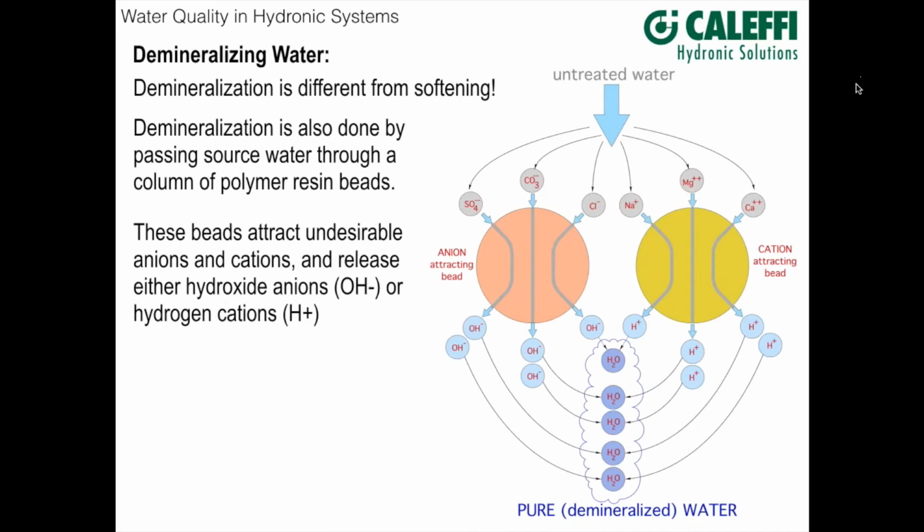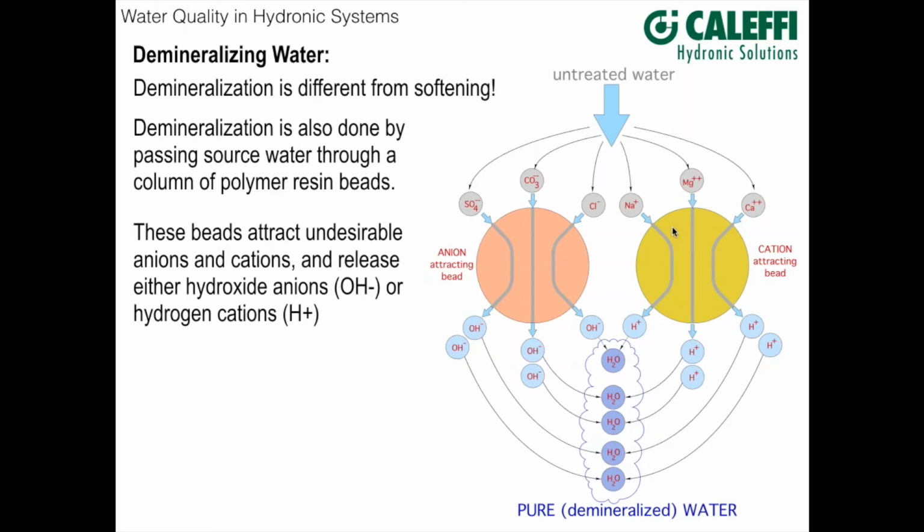And here's a graphic. Let me just walk you through this. We'll start with the untreated water at the top, and you can see there's quite a variety of ions here. I'm assuming in this graphic: sulfates, carbonates, chlorides, sodium, magnesium, calcium. I also want you to notice that there are two different beads. One has been formulated to attract anions, and remember, those are the ones with the negative charges. The other bead has been formulated chemically to attract cations.